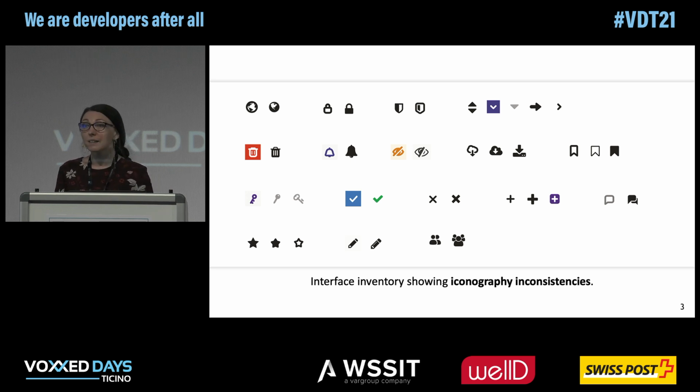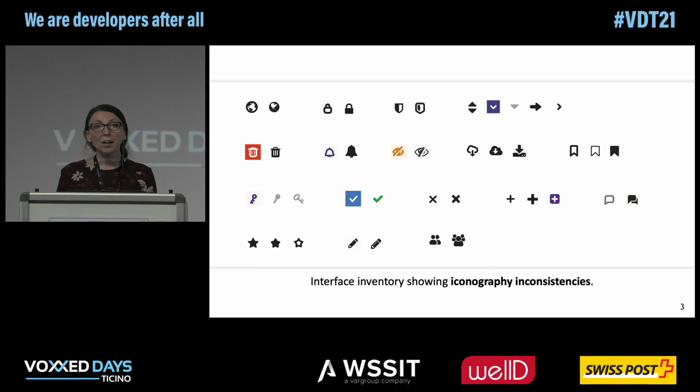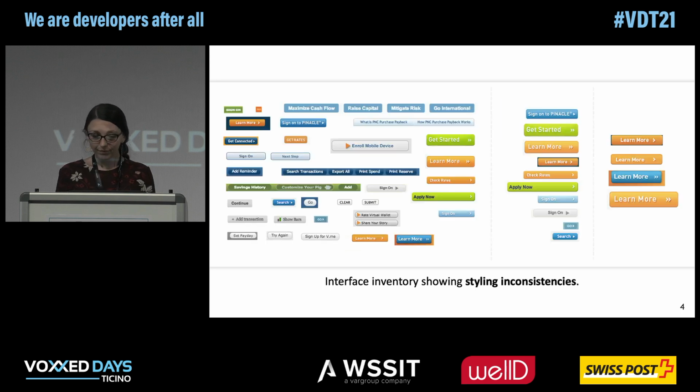Here we see the interface inventory done on a website, just checking the icons used, so just iconography. And you can see that in this case, this is a real case, there is huge inconsistency in the sense that the things proposed here are really different.